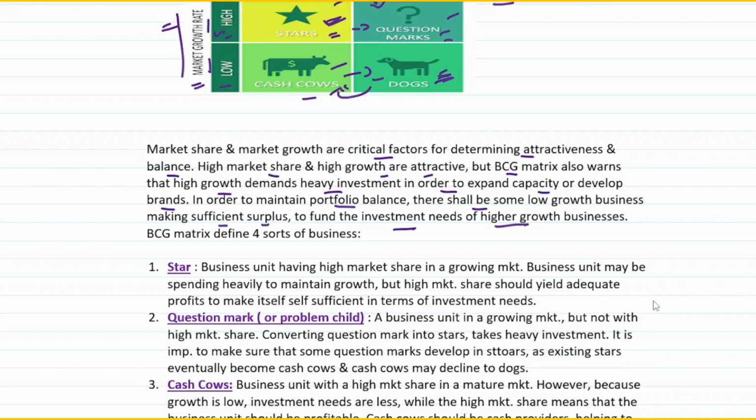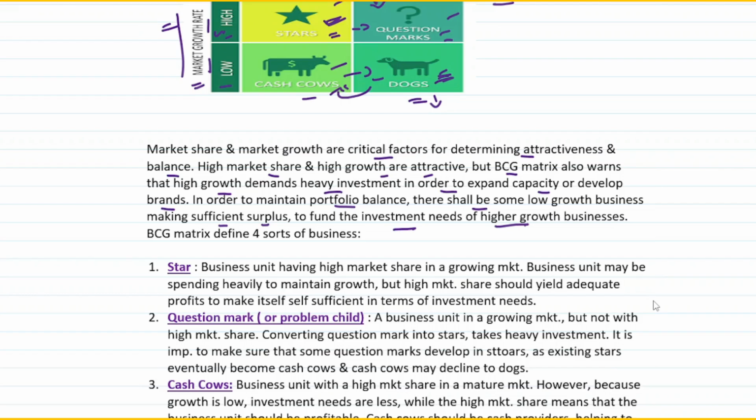Now, there may be companies where there are some low growth businesses, but they may be making sufficient surplus. For example, you may have dogs in your business, but they may be creating some surplus for you. So you cannot say it has to be completely discarded. More often than not, you won't require this portion in your portfolio, but there may be situations when you have to have them. It depends on the kind of organization or corporate that you have.